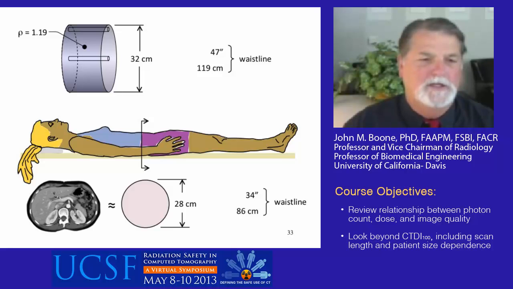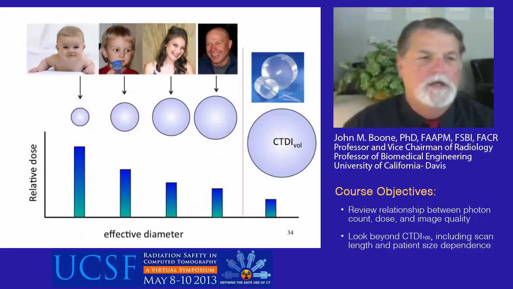Whereas the average patient at UC Davis, I made some measurements of this some years ago and found that the average patient had an effective diameter of about 28 centimeters, corresponding to a 34-inch waistline. This analysis was for both men and women in a cohort. And the real issue is for the same technique factors on the scanner, smaller patients, shown here in slide 34, will have a higher radiation dose than larger patients and also the large phantom.